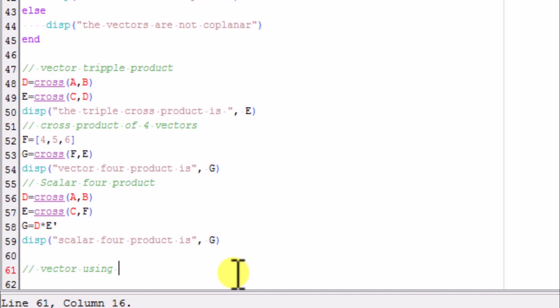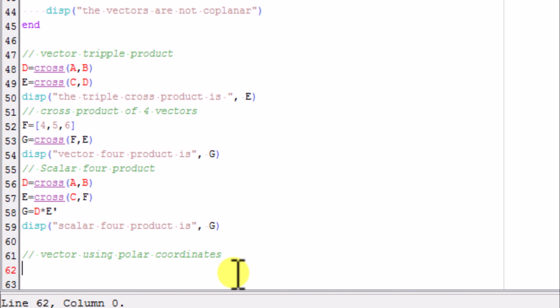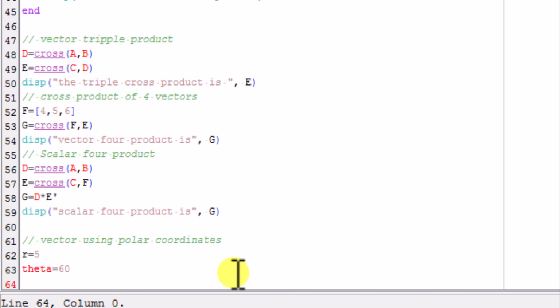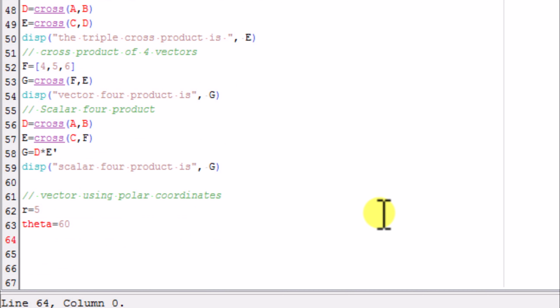So let us assume, vector using polar coordinates. First I will write the heading. What we have given is magnitude r is equal to, let us assume, 5, and theta is equal to, let us assume, 60 degrees. Now I have to calculate a vector based on this. Let us call the polar vector P. What is the definition of the vector? The x component will be given by r cos theta, and the y component will be given by r sin theta.